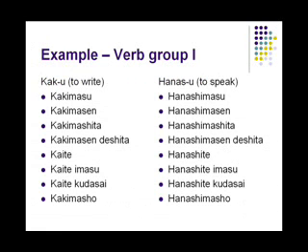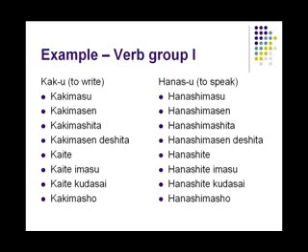Let us look at the examples of the various forms of some group 1 verbs. The first set is related to kaku, which means to write. Please note that I have put a hyphen before the u. This is to imply that for the masu and mashita forms, the modification is after the hyphen. For the te form, we have already seen how the last two characters are substituted.